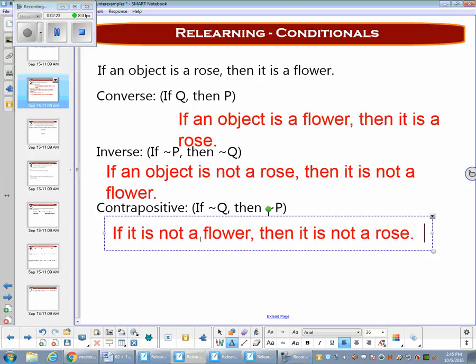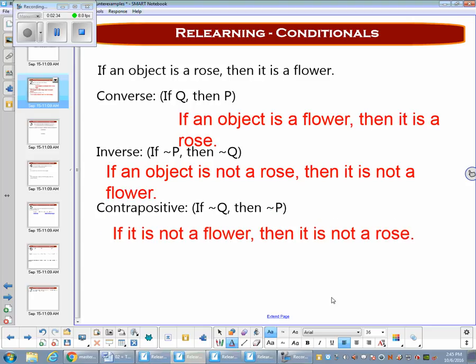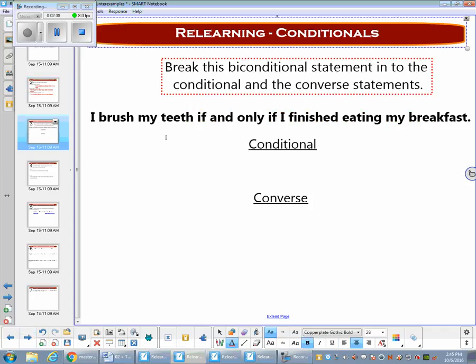If it's not a flower, then it's not a rose. If it's not a flower, then it can't be a rose, unless you have a person who's named Rose, but I guess then that would be a capital R. But it's missing the point. All right.